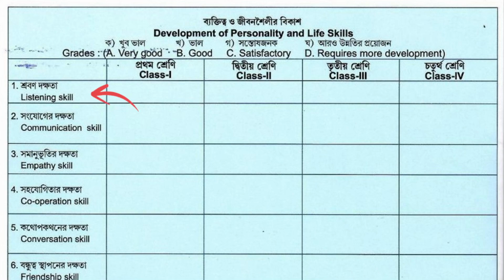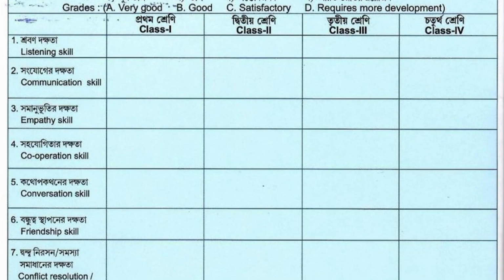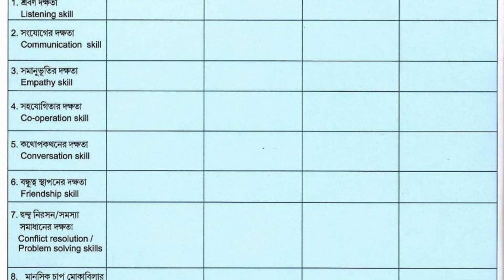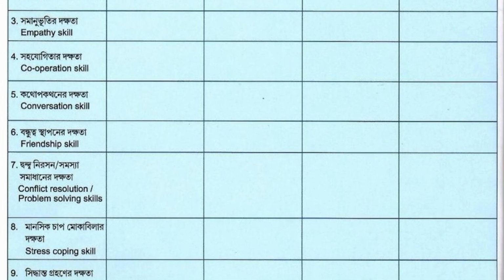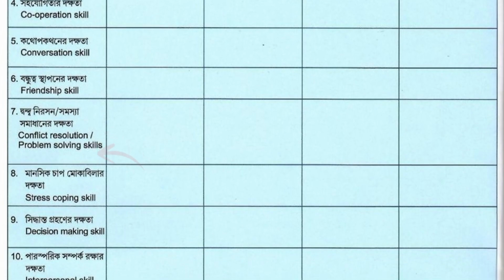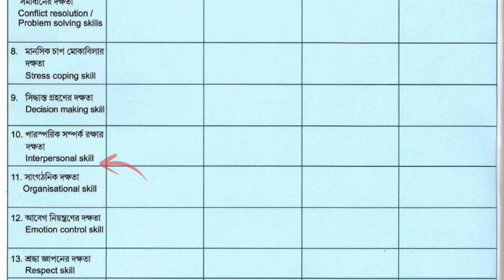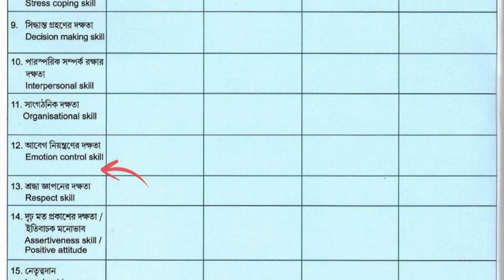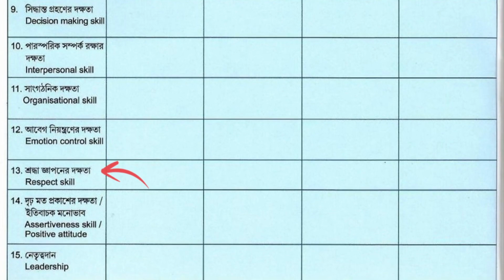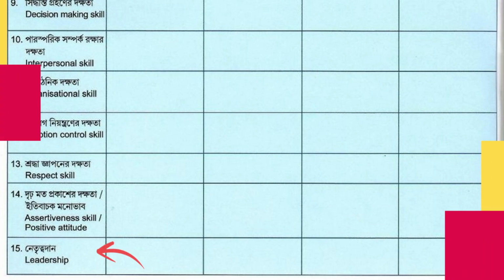Here the 15 essential life skills are listening skill, communication skill, empathy skill, cooperation skill, conversation skill, friendship skill, conflict resolution or problem solving skills, stress coping skill, decision making skill, interpersonal skill, organizational skill, emotion control skill, respect skill, assertiveness skill, that is positive attitude, and finally the leadership skill.